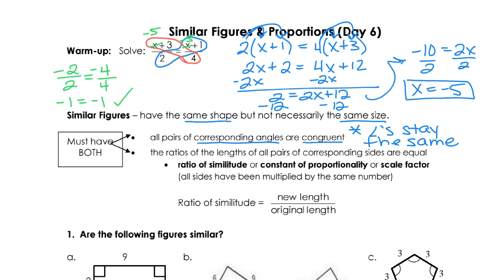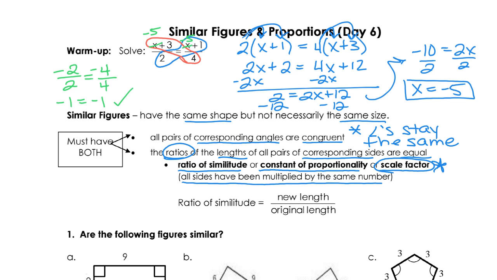Okay? Remember that for all of the lengths of the corresponding sides, the ratios of them are equal. That's when we set up those fractions and we test them. They could call it ratio of similitude, constant of proportionality, or our scale factor. We prefer scale factor. That's usually the wording we go with. Remember that means all sides have been multiplied by the same number.